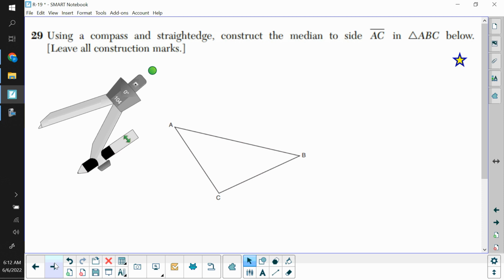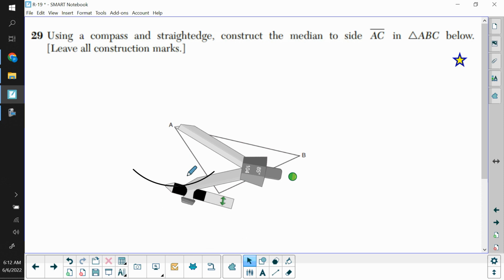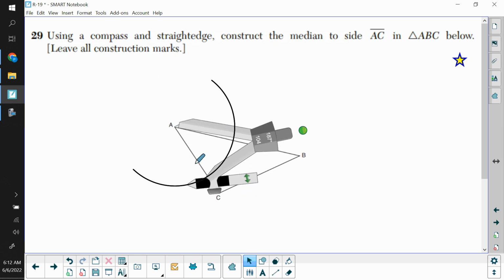So we want to construct a median. From proof, we have that a median implies midpoint. So we want our median going to side AC. So that means we need to find the midpoint of side AC. So to do that, we'll just do our perpendicular bisector construction. Make sure you are open over halfway. Swoop it up, swoop it down.